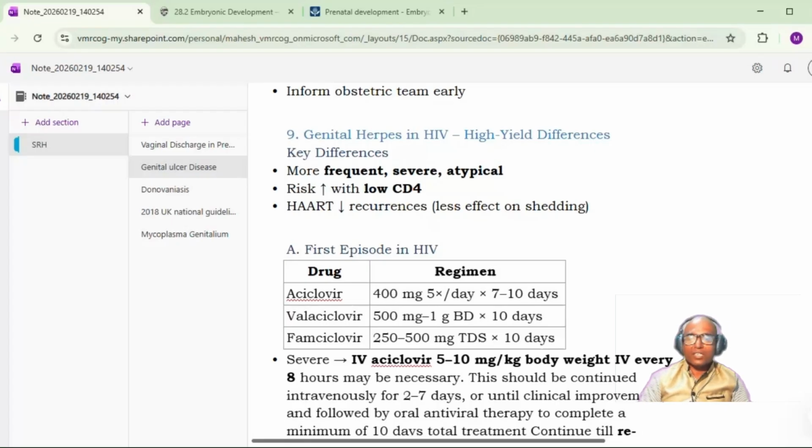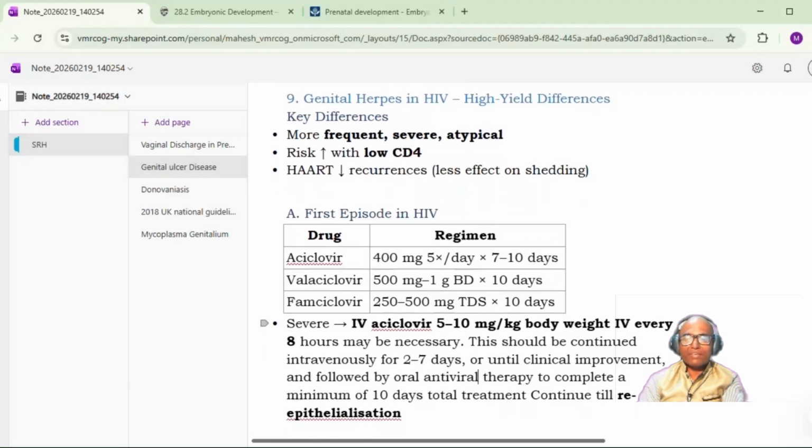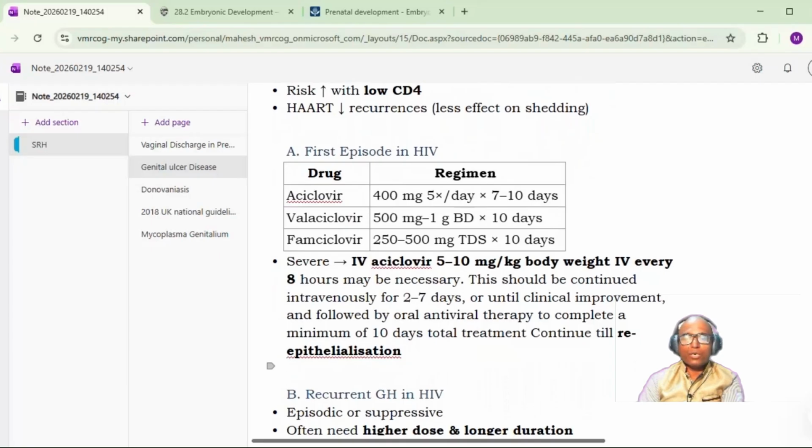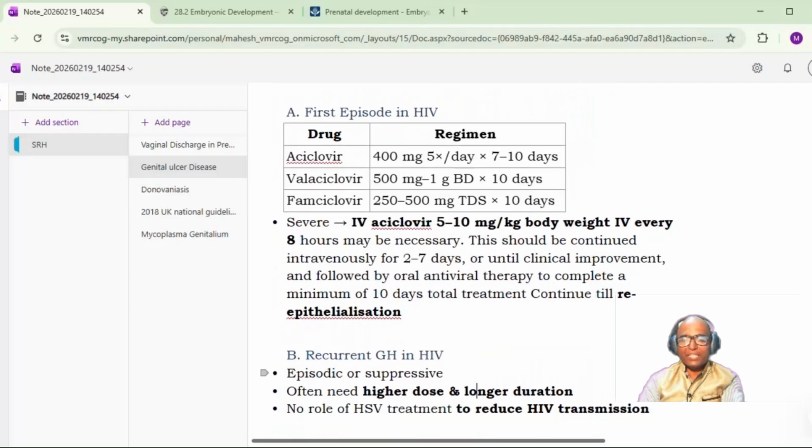Other options: valacyclovir 500 to 1 gram BD for 10 days. Famciclovir 250 to 500 TDS for 10 days. If it is a severe infection, we'll use IV acyclovir 5 to 10 milligram per kg body weight given IV 8 hourly. This should be continued for 2 to 7 days or until clinical improvement, followed by oral antiviral therapy to complete a minimum of 10 days total treatment until re-epithelialization.